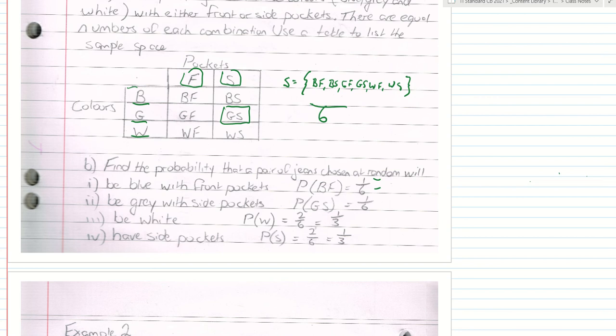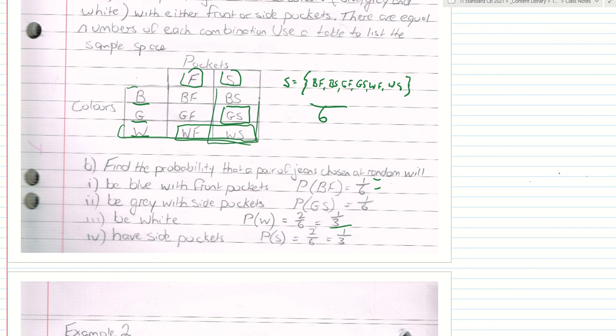Now be white. We're looking at white. That's all of this row. So there's 2 white ones. We've got front pockets or we've got side pockets. Our chances are 2 on 6 or 1 on 3. Have side pockets, the same scenario.